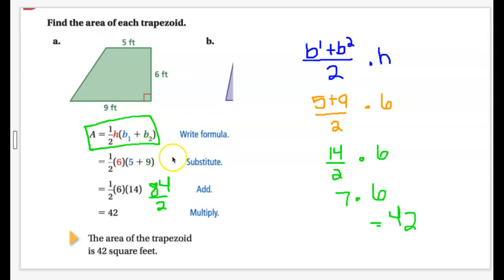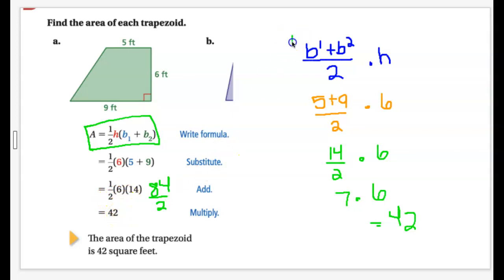Here, the way they have the formula written, 1/2 times the height, and then in parentheses, base 1 plus base 2. We use substitution here, and we put in for base 1 and base 2, 5 plus 9, which is 14, and then we insert the height, which is 6. Here they then multiplied 6 times 14, which is 84, and 1/2 of that is 42.